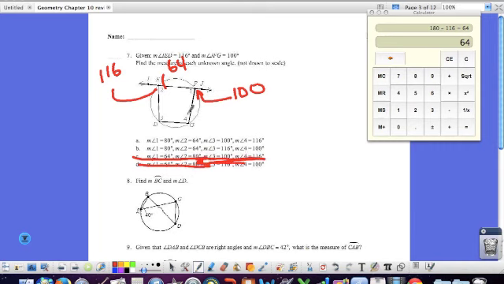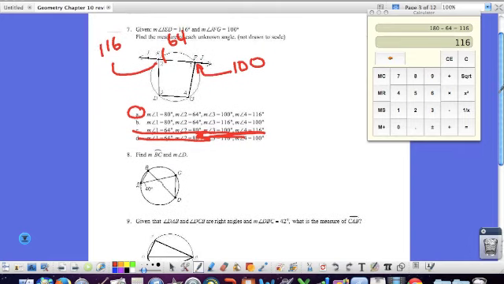Now, 2 and 4 are going to be supplementary. So obviously 180 minus 64 is going to be 116. We just went through that. So it's answer A. Make sure that still works. Angle 1 would be 80 and angle 3 would be 100. So the correct answer is A.